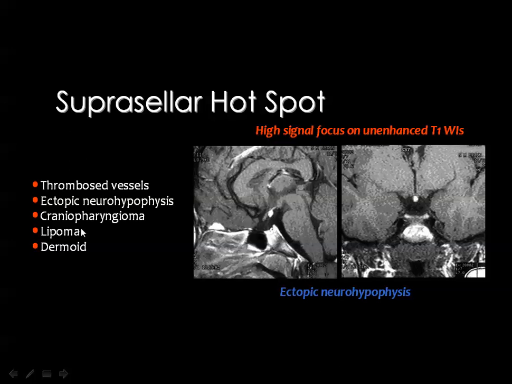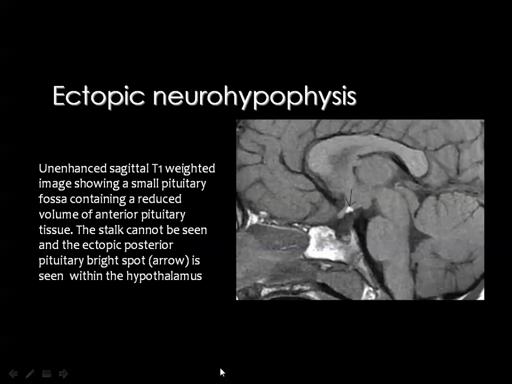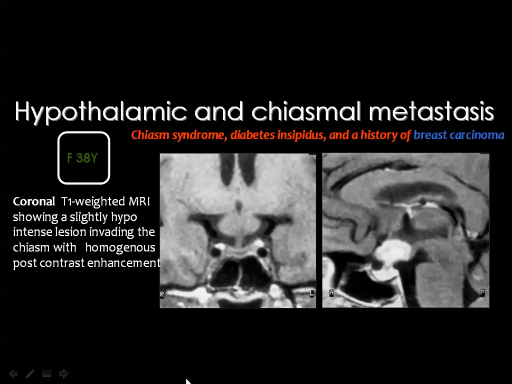Also, a suprasellar lipoma will show a bright spot. A suprasellar dermoid cyst may show this, and if there is a vessel that is thrombosed, it will show bright signal because of the clotted blood. Also a very small craniopharyngioma may show bright signal due to the proteinaceous content of the fluid in the cyst. This is an example of ectopic posterior pituitary. This is the anterior pituitary, and you cannot see the posterior pituitary at its normal site. And this is the frequent site of an ectopic posterior pituitary.